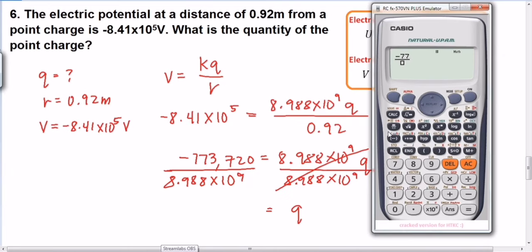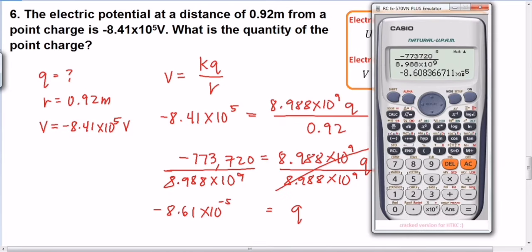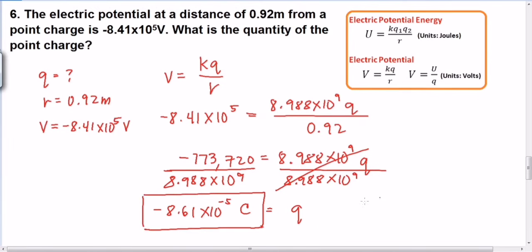So, negative 773,720 over 8.988 times 10 raised to 9. The answer would be negative 8.61 times 10 raised to negative 5. Tama ba? Okay. Since Q to, guys, ang unit ng charge is coulomb. So, the answer is negative 8.61 times 10 raised to negative 5 coulombs.